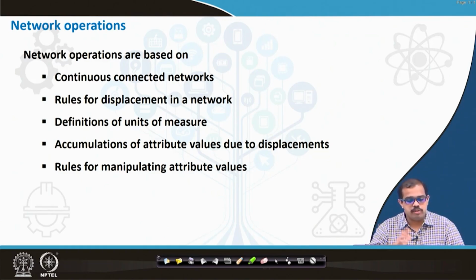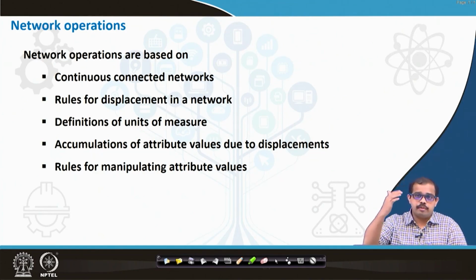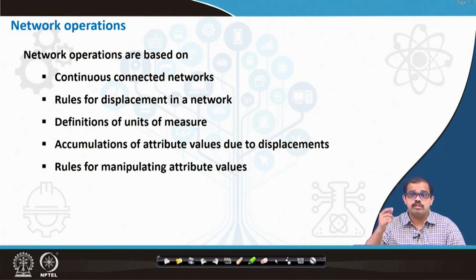Accumulation of attribute values due to displacements. There may be a large amount of displacement or new replacement that would have happened over a period of time, so there may be a large number of attribute values. Look at those attribute values and then do a network operation.